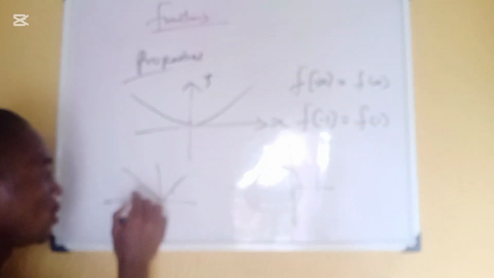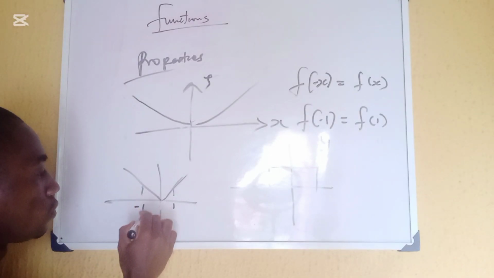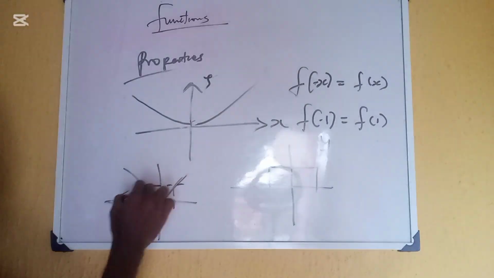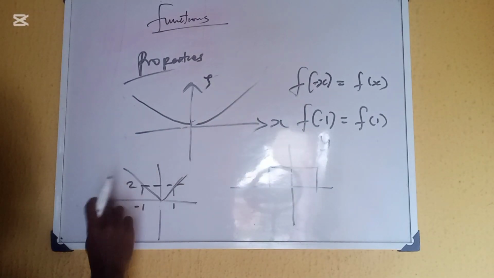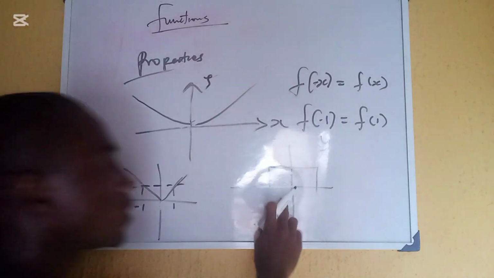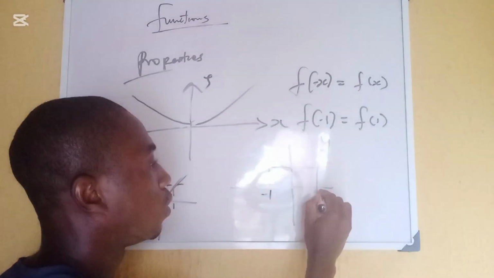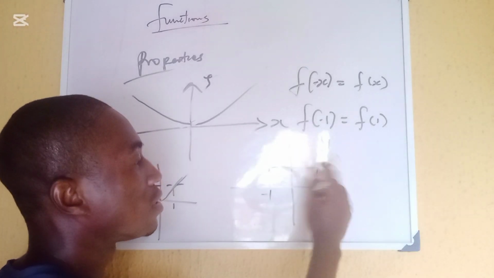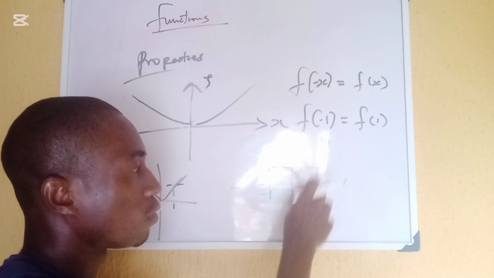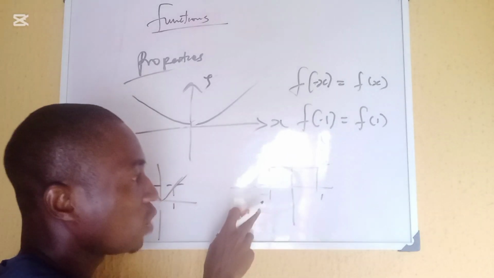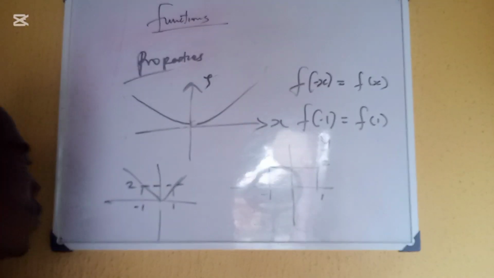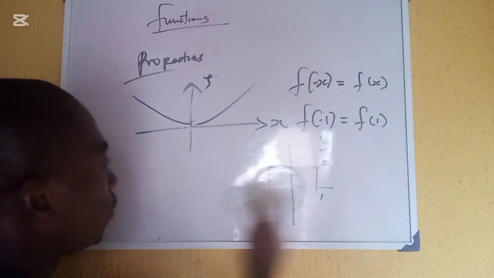Now take for instance we have this. You can see the value of y here, let's say 2, is the same when we have minus 1 and 1. The same thing applies here. Let's say minus 1, 1. So y has the same value for two inputs. When we have 1, we have, let's say, 2. And when we have minus 1, we still have 2. So in that case, it is an even function.